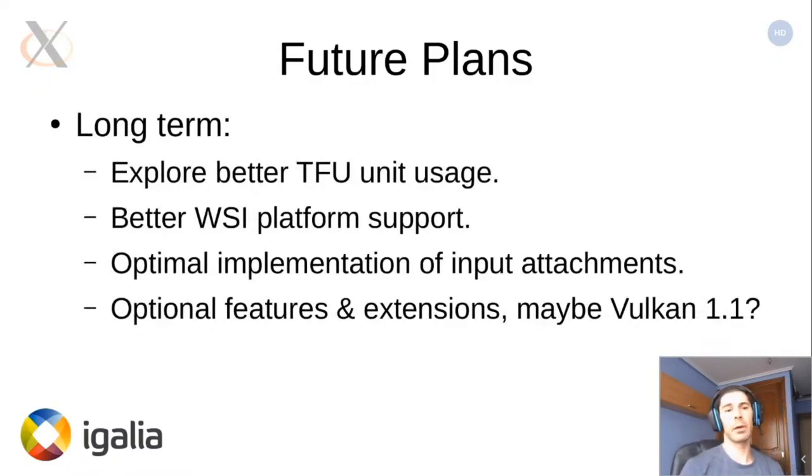In the long term, there is a lot more that we would be willing to explore. In no particular order of priority, one of the things that I already suggested is better TFU unit usage. I think that might improve performance in specific scenarios, at least when we are not sub-allocating resources. So I think there are maybe a few ways in which we can take advantage of that. We are already using the TFU unit in some cases, but maybe not as thoroughly as we should.